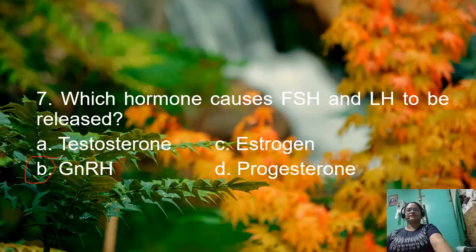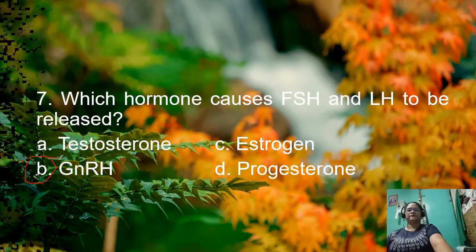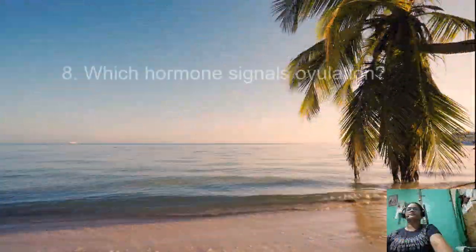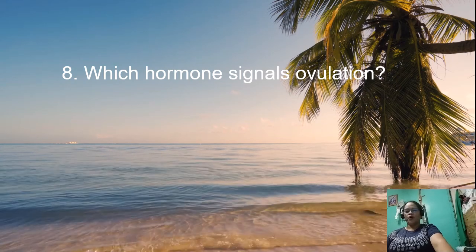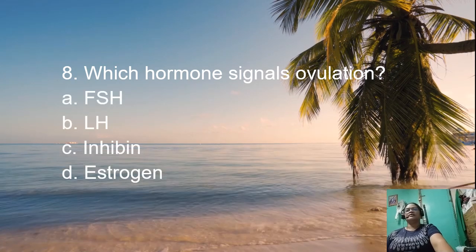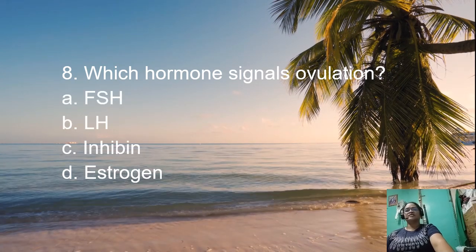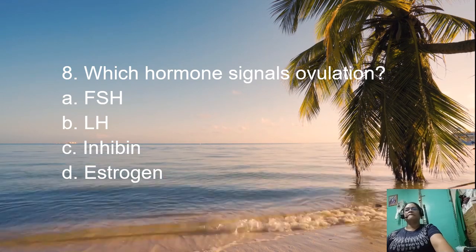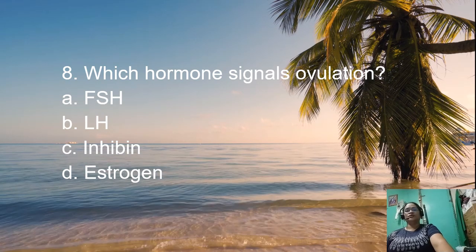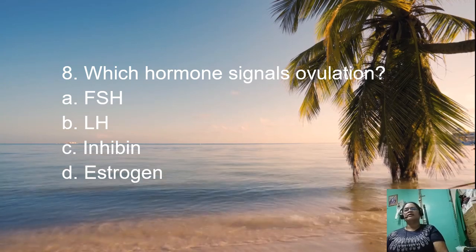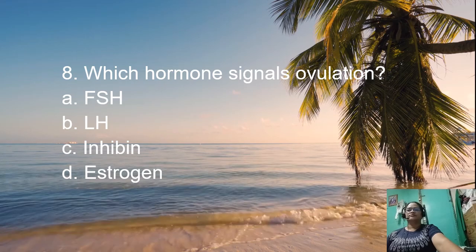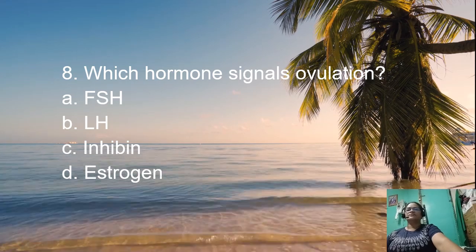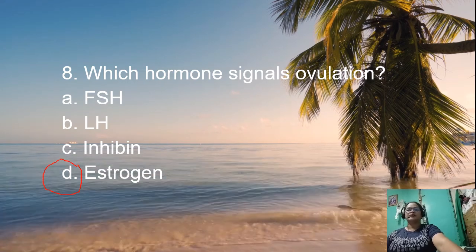Number 8. Which hormone signals ovulation? A. Follicle stimulating hormone or FSH. B. LH, luteinizing hormone. C. Inhibin. D. Estrogen. The answer is letter D, estrogen.